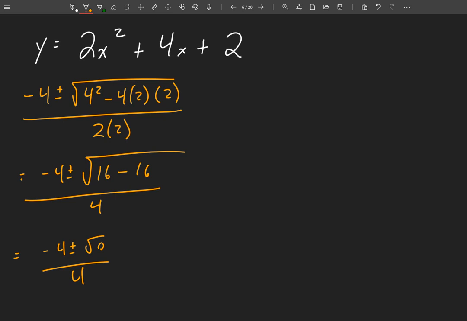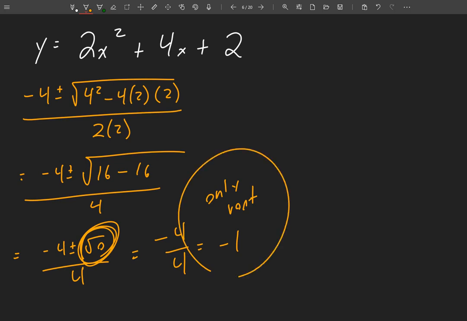But it is something interesting to talk about because this is -4 plus or minus 0. In other words, this whole term here just goes away. There's no plus or minus anything. It's just -4 divided by 4. That whole term just disappears, right? So that's going to give me -1. What does that mean? Well, that means that the only root I have is -1. The only root is -1.